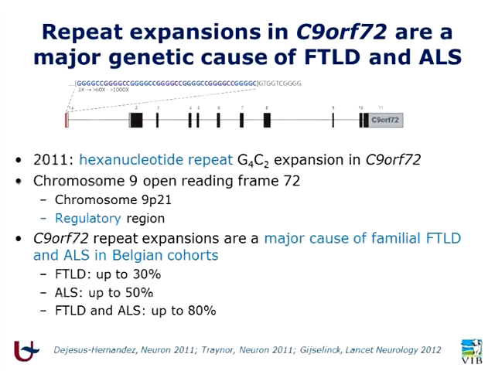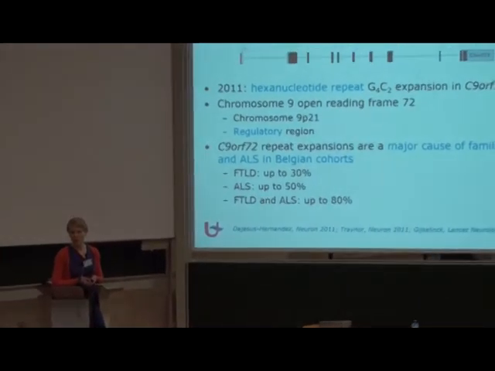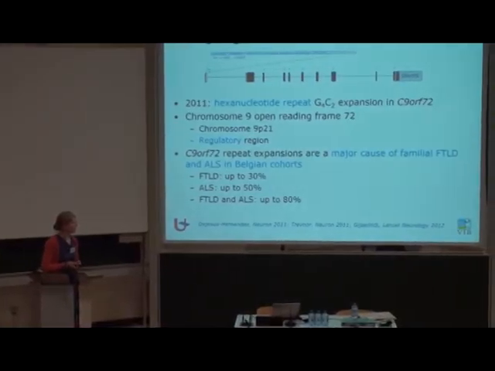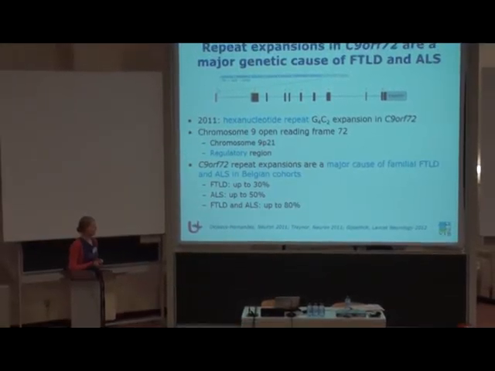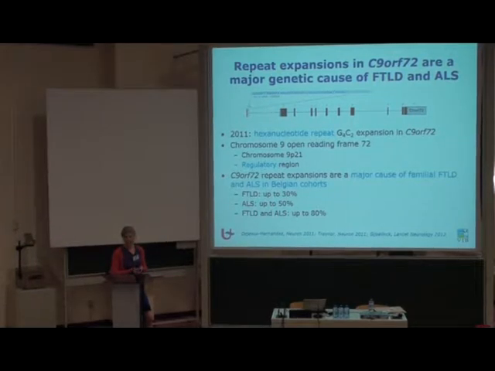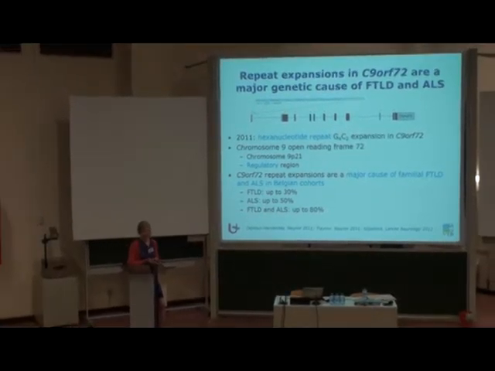And repeats up to 4,000 units have been seen. It is a major cause of familial FTD and ALS in our Belgian cohorts. For example, in patients that have FTD and ALS, up to 80% of the familial patients are explained by the C9orf72 repeat expansion.